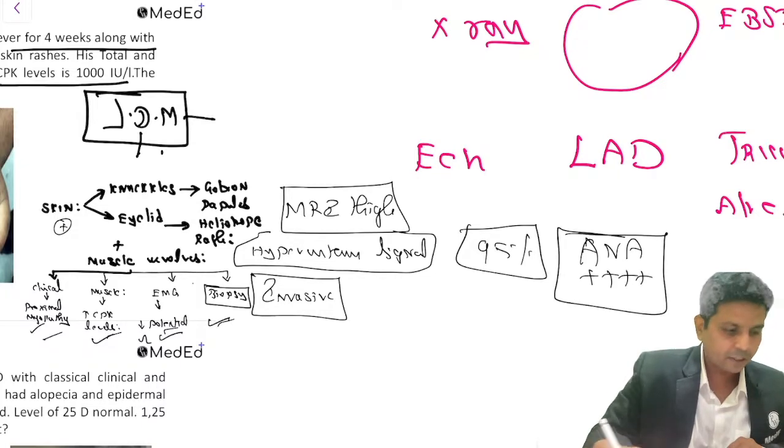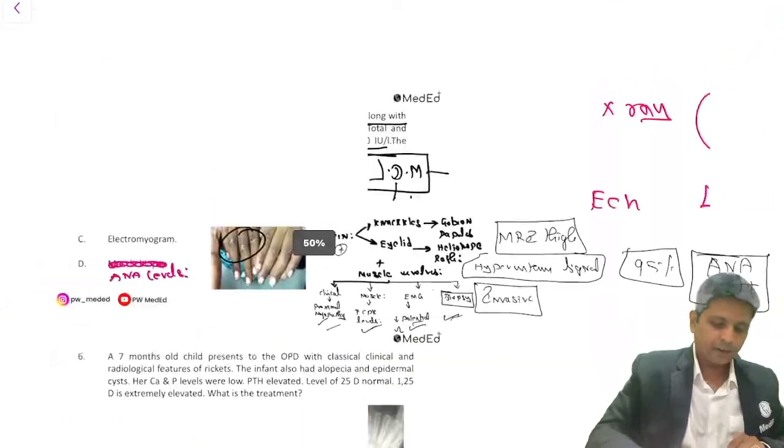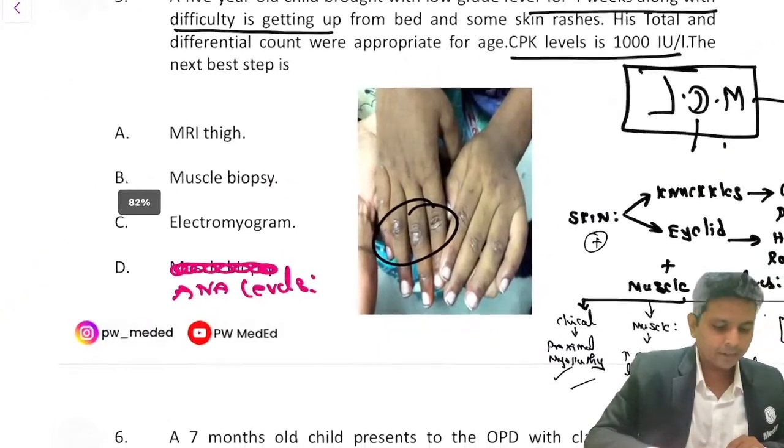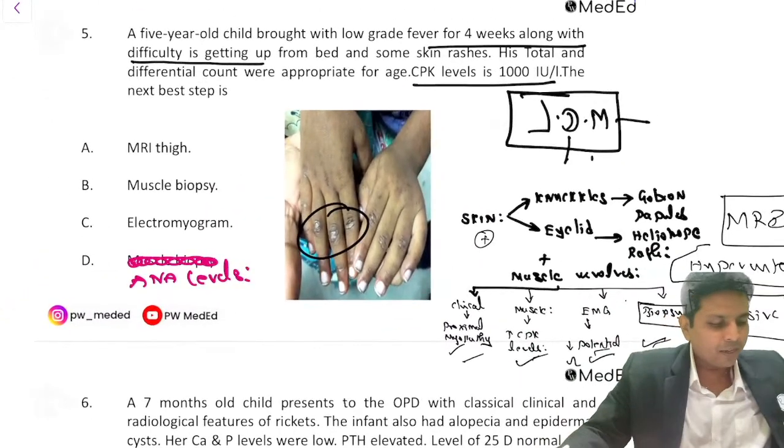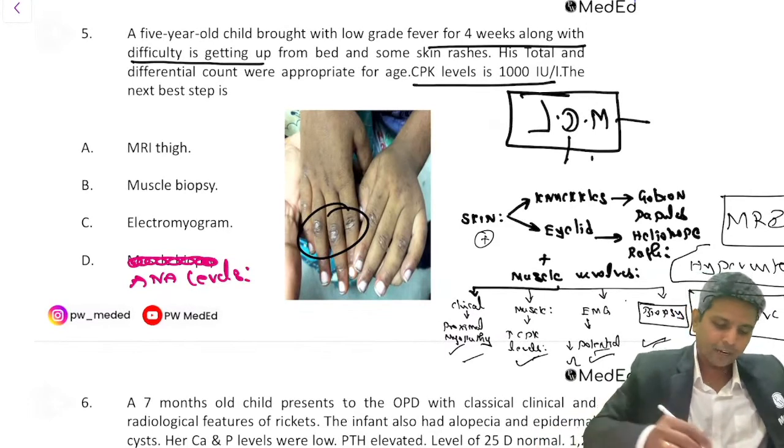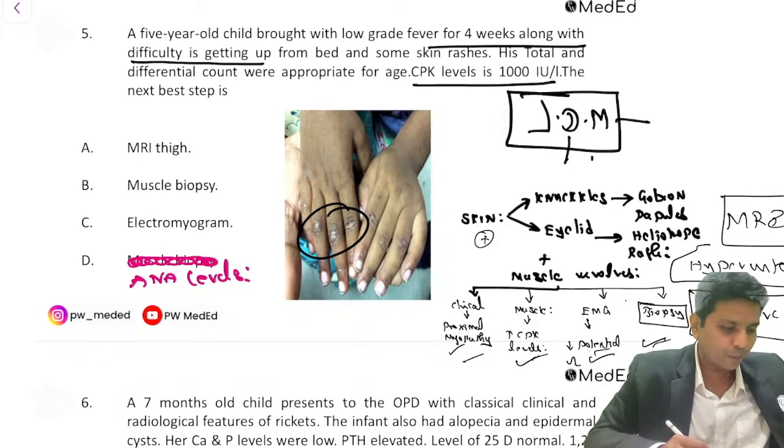ANA positivity. Okay, right? So a little bit difficult, no? A little, because you are going to give it for INICET, no? So you have never thought about this answer, no?